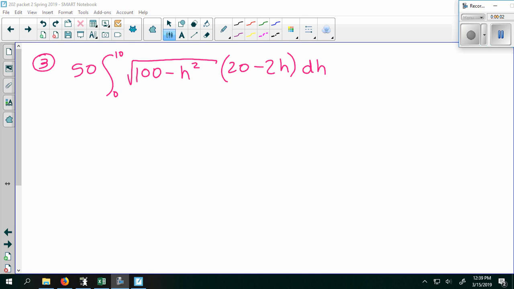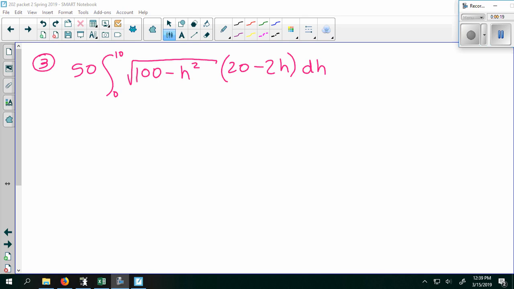Okay, this last integral that you are asked to do, this was number 3. I skipped it in the previous video because it's a really tricky one. So this video might take a while, and I haven't worked it all out ahead of time. So let's see how this goes.